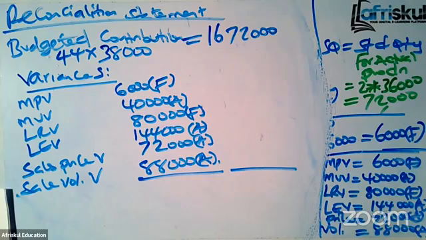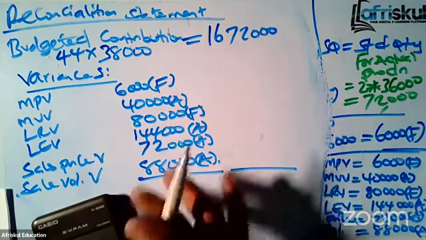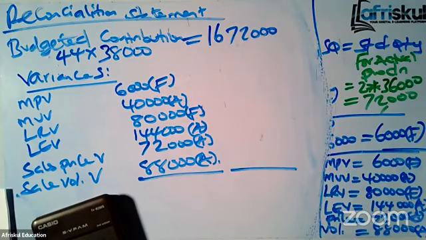You transfer there. So we have 6,000 plus, of course, whenever you see an adverse variance, you know it's a negative, so you put negative 40,000.